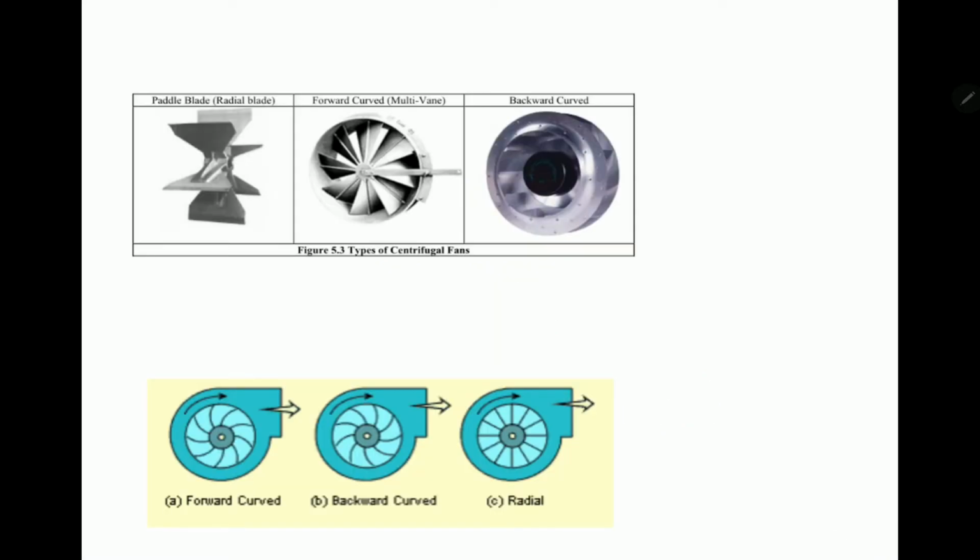In this diagram we can see forward curve blade, backward curve and radial arrangement. This is our output and steam enters into this arrangement axially. So axially input and radially output, or we can say peripheral output. In this backward curved design we can see the blades are bent backward, and in forward curve the blades are curved in forward direction.